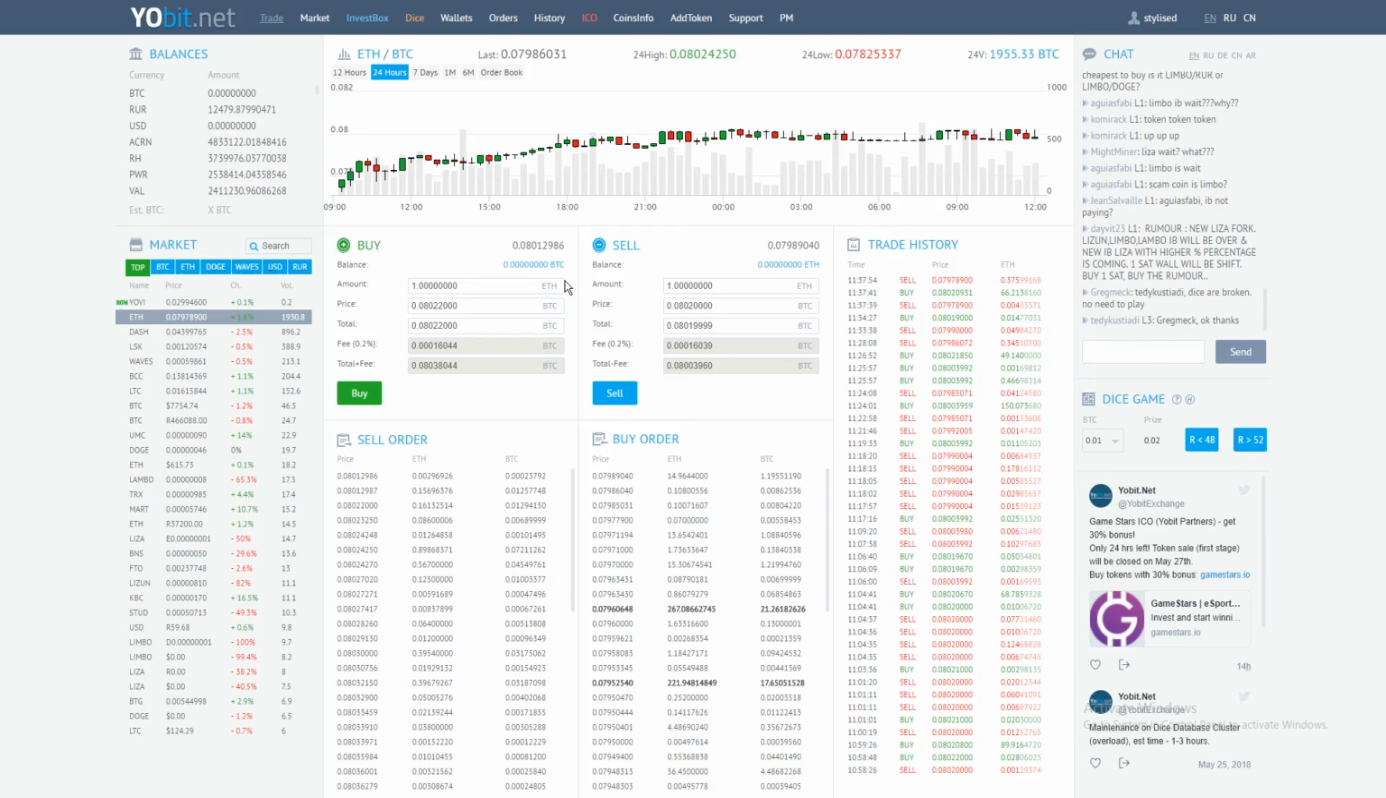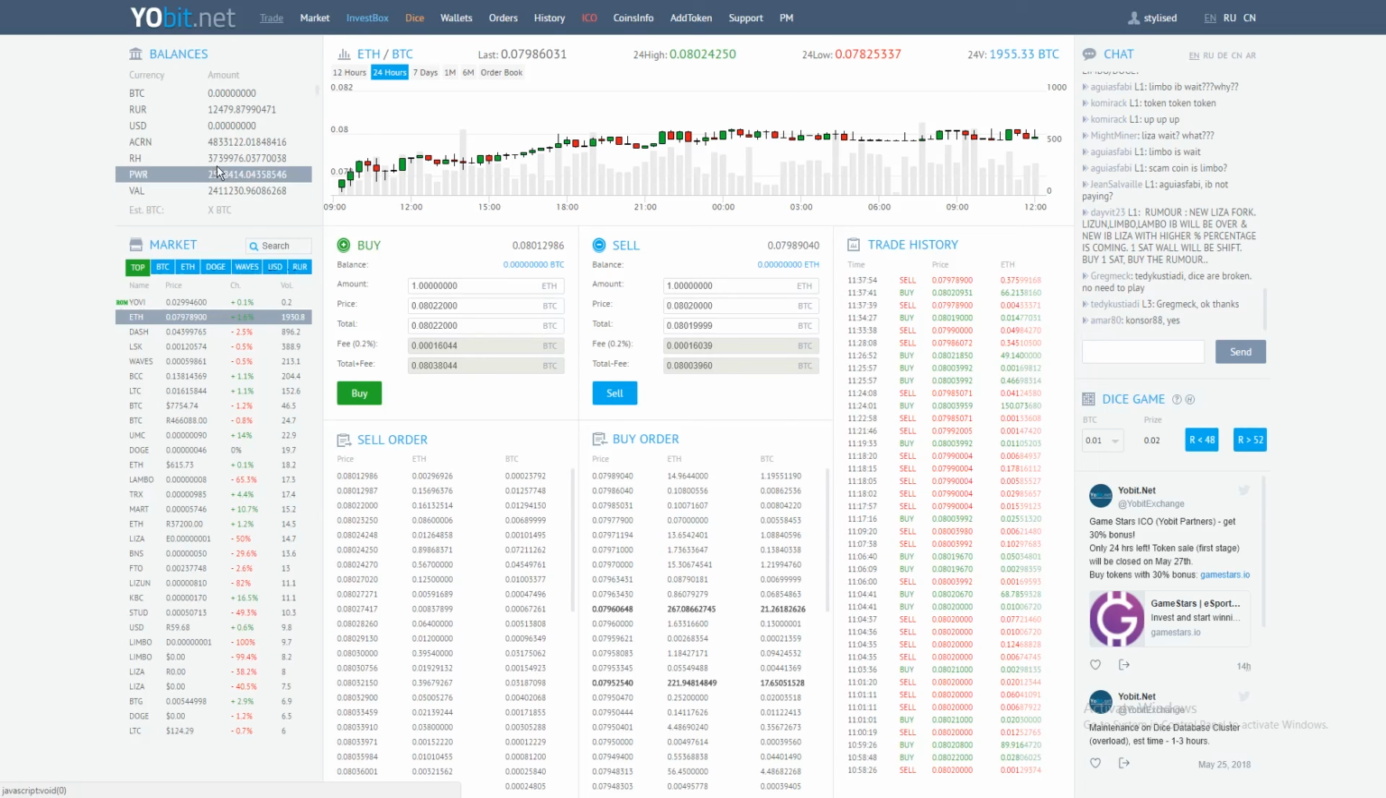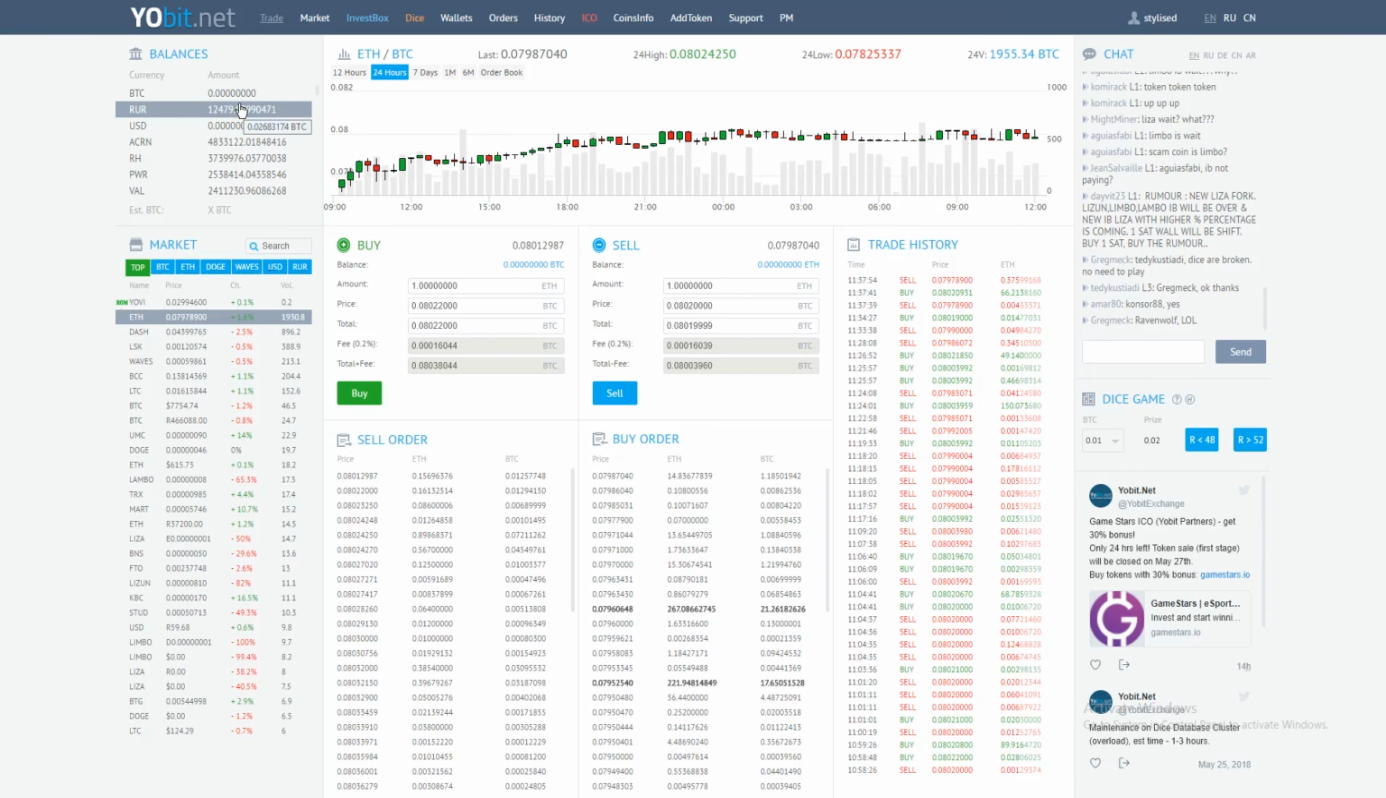Yobit is actually a Russian exchange, and the easy way to tell that one is you can trade against the Russian ruble, which this particular account does. So I mentioned I only do one type of trading currency pair, so this one here runs against the Russian ruble. You can see here I don't have any Bitcoin, I don't have any USD, because this one's in rubles.